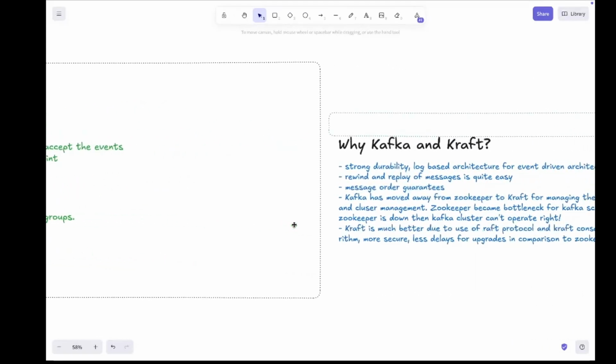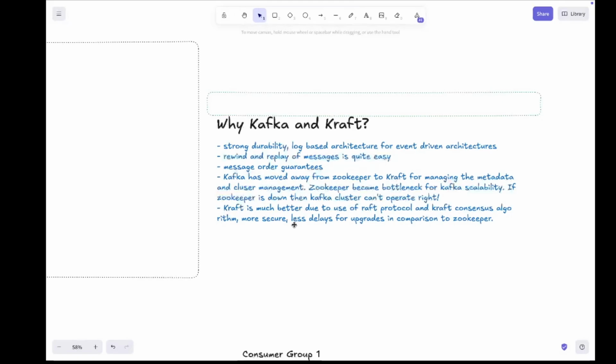So let's move on to the next section, that is why Kafka and KRaft. It's quite interesting. Why? Because Kafka is very durable. It provides mechanisms where, if a consumer goes down, you can read from the next set of offsets, making it more durable. You have the concept of parallelizing the processes, so it is highly fast and scalable. It's horizontally scalable, so you can add multiple brokers, you can increase the number of partitions, and everything is configurable.